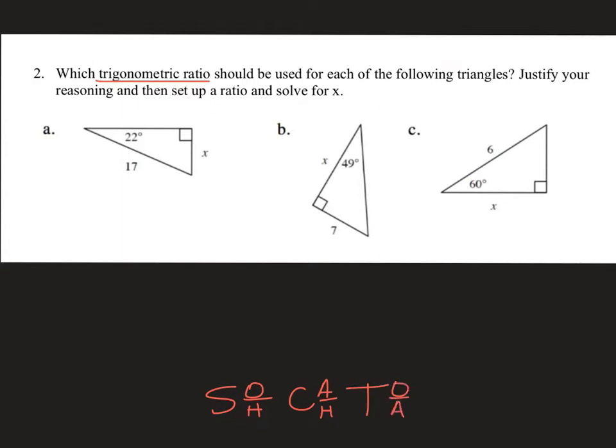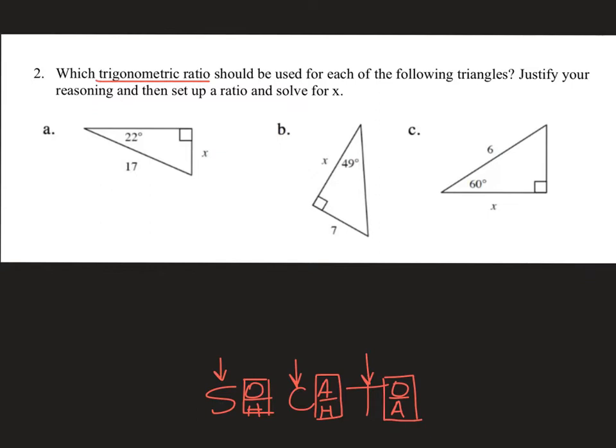SOHCAHTOA. What that's telling me is that I would use the sine function if I have opposite and hypotenuse, or I'm looking for opposite or hypotenuse and have the other. I would use the cosine function if I have adjacent and I'm looking for hypotenuse, or if I have hypotenuse and I'm looking for adjacent. And I would use the tangent if I'm looking for opposite or adjacent and I have the other. Okay, so that's the acronym that I'm going to use to help me.